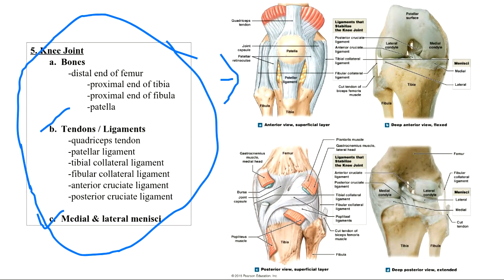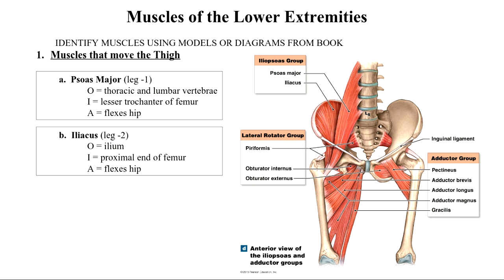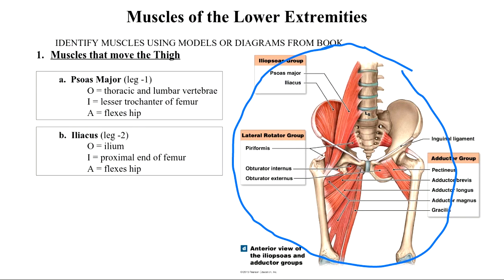All right, on to muscles of the lower extremity. So this is where it gets a little bit different, in terms of not only do you have to identify the muscle itself from this picture, kind of just like we did on the last one, but you also need to give me origin, insertion, and action.